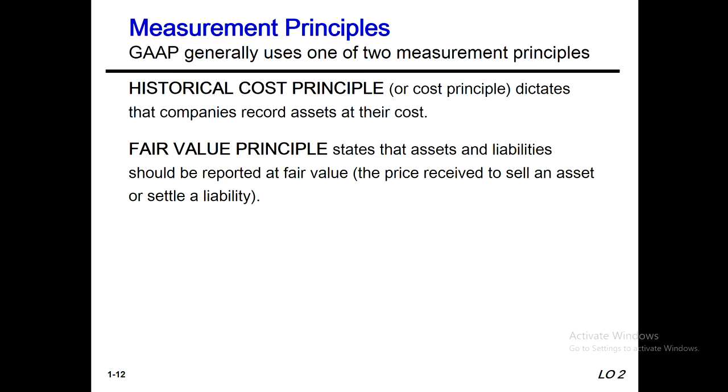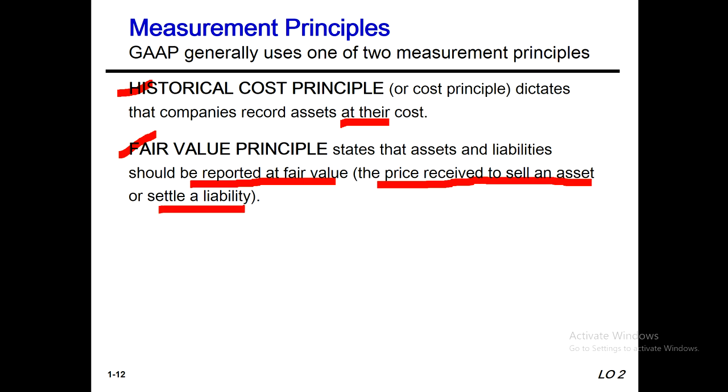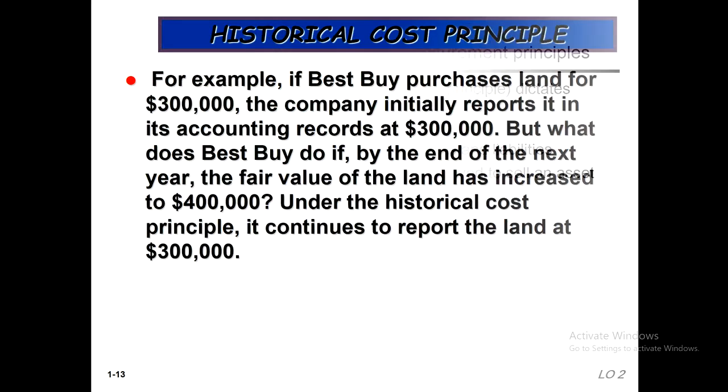Now we discuss measurement principles. GAAP generally uses one of two measurement principles. Number one, the historical cost principle dictates that companies record assets at their cost. Number two, the fair value principle states that assets and liabilities should be reported at fair value. That means the price received to sell an asset or settle a liability. We must follow the fair value when we sell any asset or settle any liabilities.